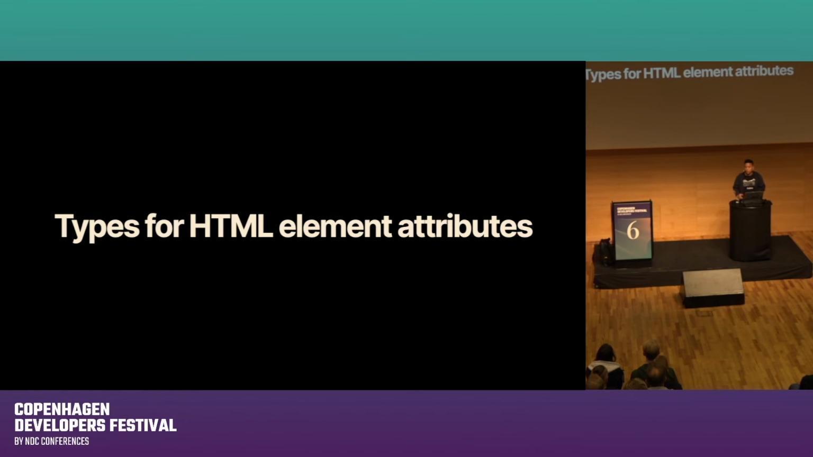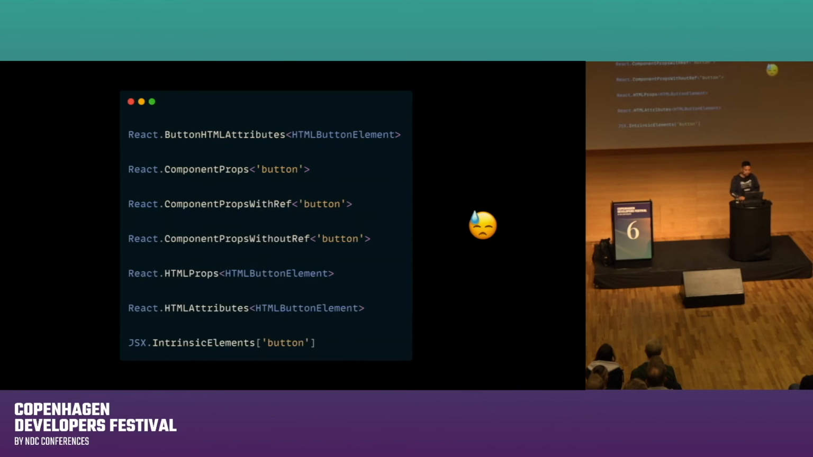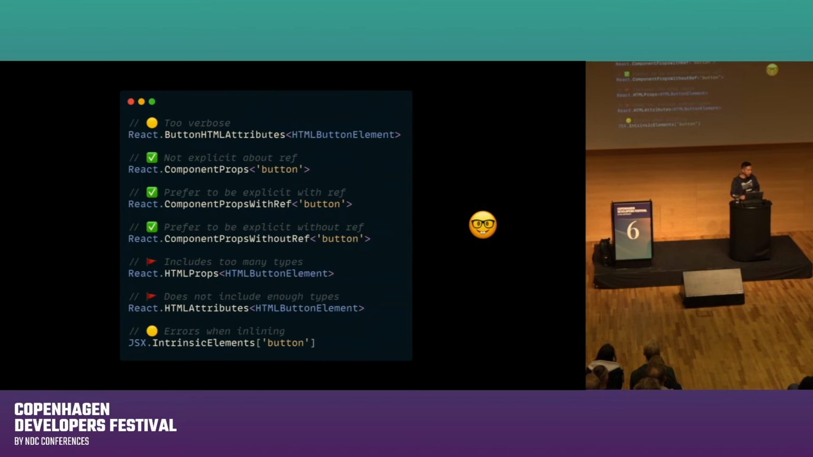Next, let's talk about enriching your components with types for standard HTML element attributes. There's a variety of ways to enrich UI components with the types of an element in React. There is React button HTML attributes, component props with ref, without ref, HTML props, HTML attributes, and JSX intrinsic elements.